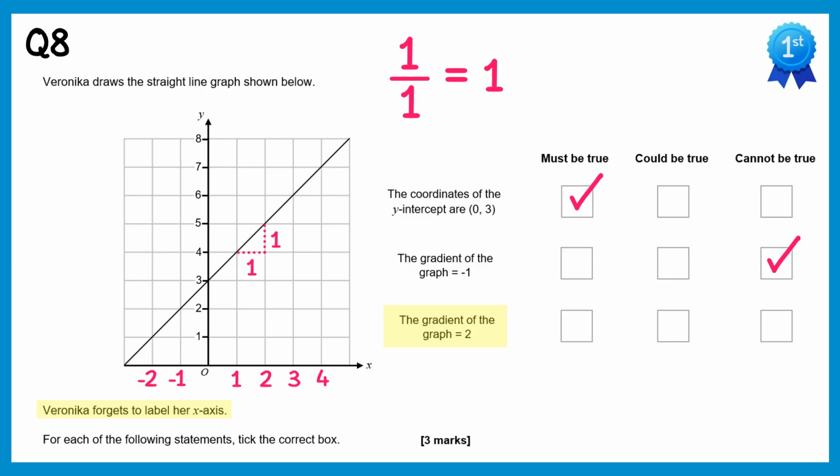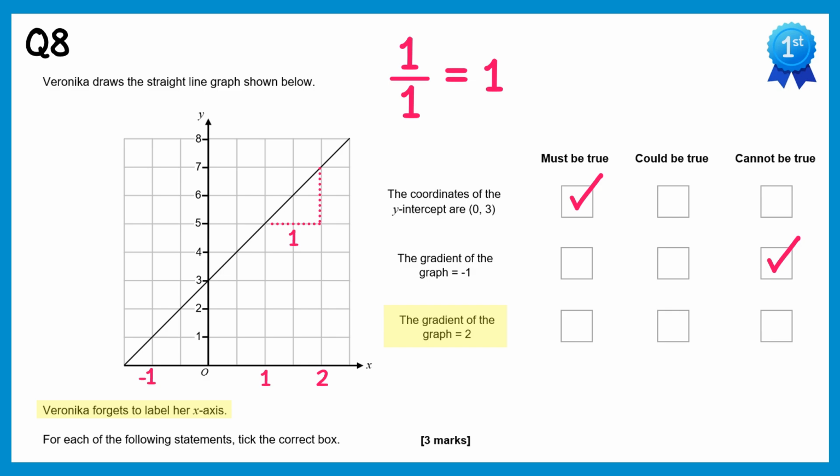So is there a way of having a gradient of 2? Well, what if we use a different scale? So rather than 1 square being 1 unit, what if 2 squares were 1 unit? Something like this. Well, if we draw a gradient triangle this time, now going across here, it looks like it's 2 squares, but that's still 1 whole unit, because we go from 1 to 2 on the x-axis.